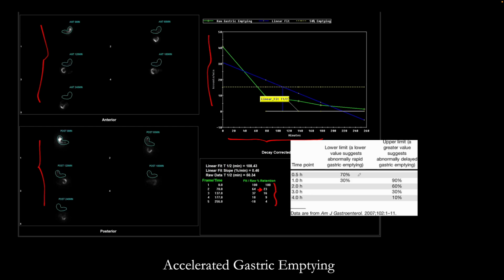For diagnosing accelerated gastric emptying or rapid gastric emptying, the criteria is retention in the stomach at 1 hour that is less than 30%. Most of the times we are looking at gastroparesis, so we use these other criteria and call it abnormal if the retention is more than 90% at 1 hour, 60% at 2 hours, 30% at 3 hours, and 10% at 4 hours.